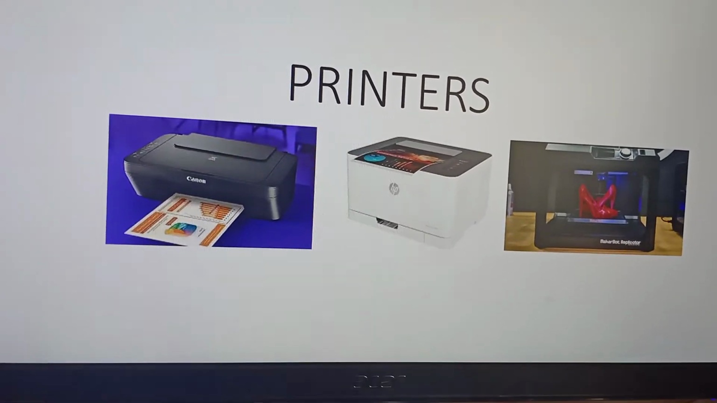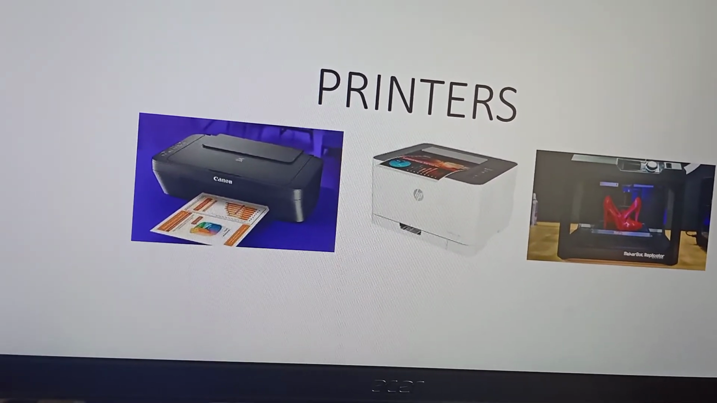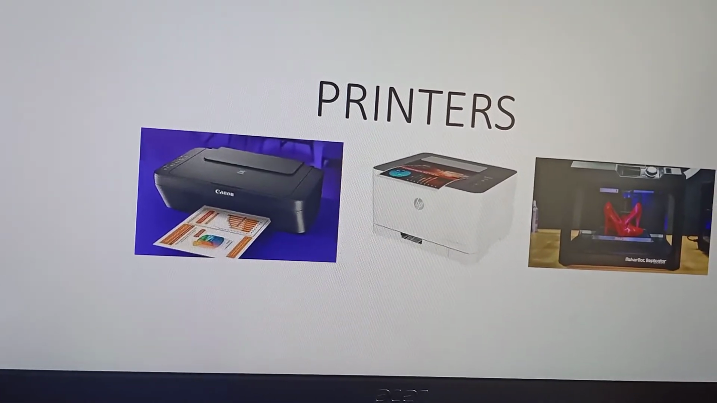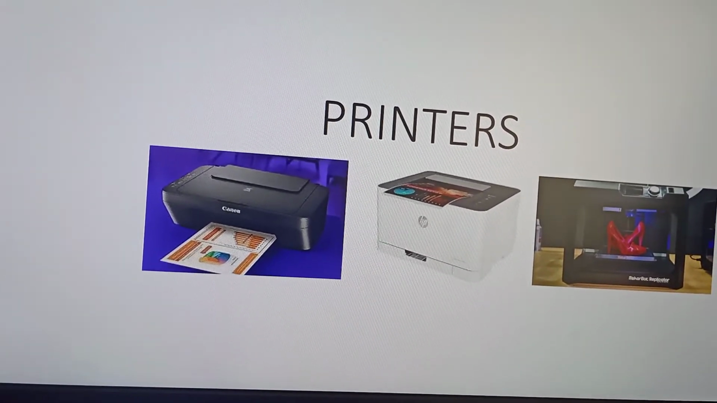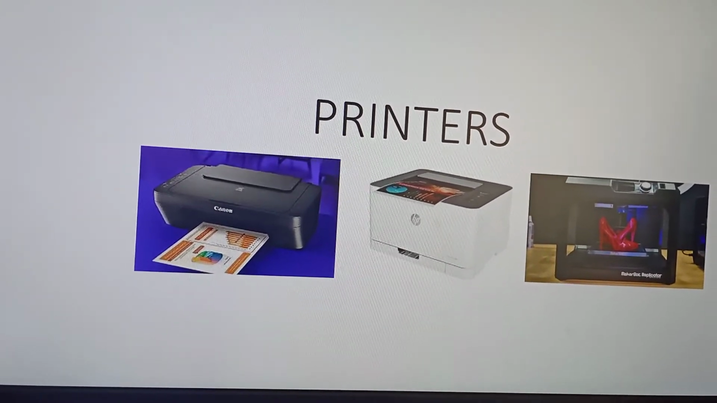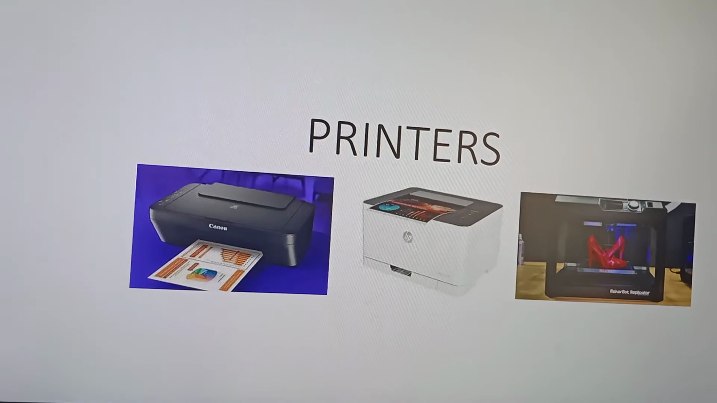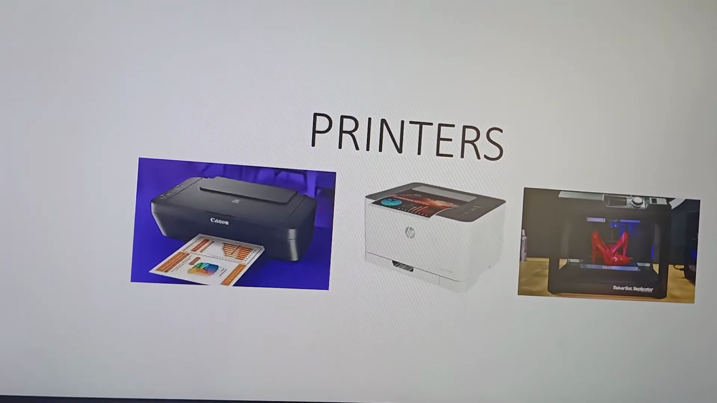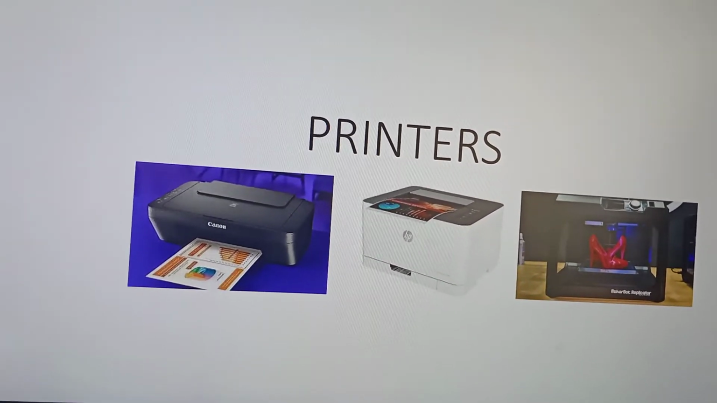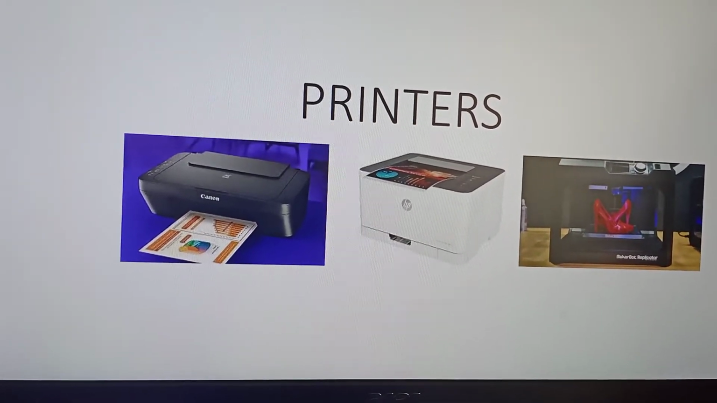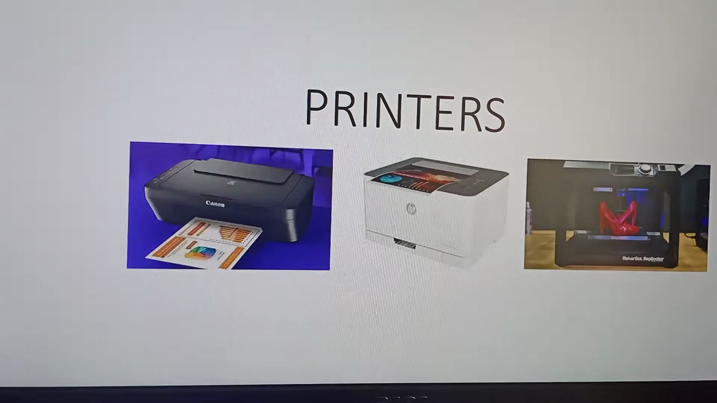We have different types of printers. Some printers will produce monochrome printouts, whereas some printers will produce color printouts. So what is meant by monochrome and color printouts? Monochrome printout means it is a black and white printout, whereas a color printout is a printout with a combination of colors. So now let us see the different types of printers, how they work, and what applications they are used for.